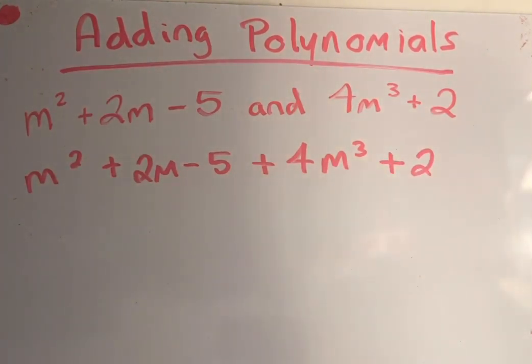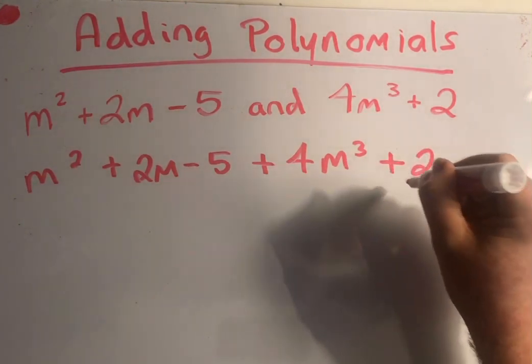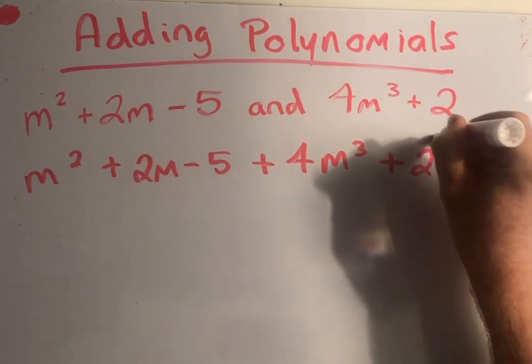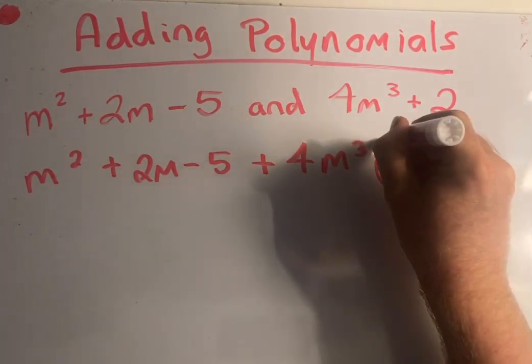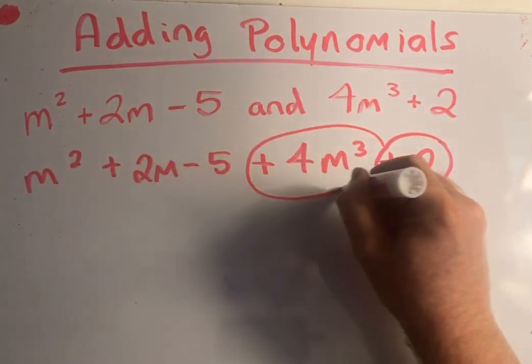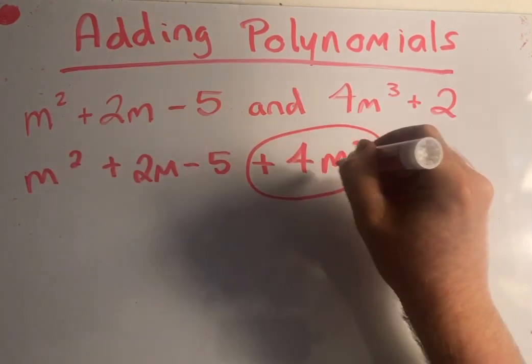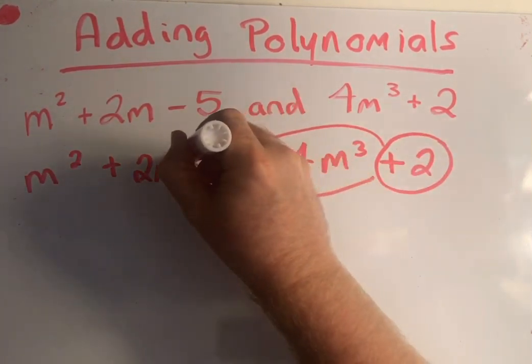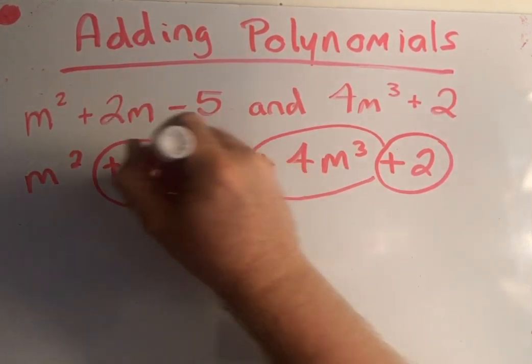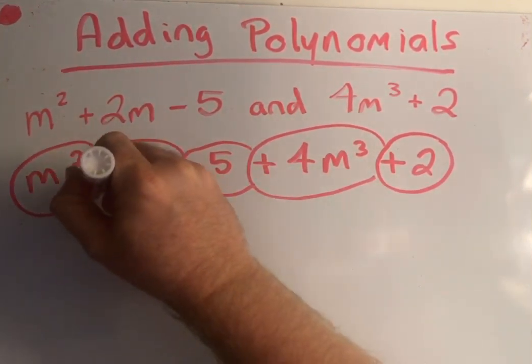Okay? So what I do is I start down here and I'm going to circle the sign and the term, or the term and the sign. So I have plus 2. And over here I'm going to circle this sign and the term. And then I'm going to circle the sign and the term, the sign and the term, and then this term here.